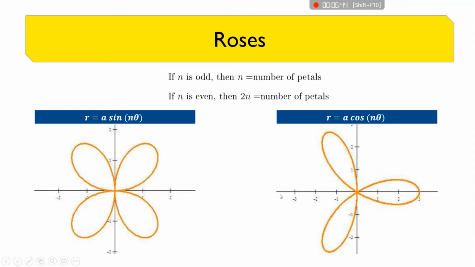Okay, be careful with your roses, especially for these odd number roses, because it is possible to trace the entire shape in pi instead of in 2 pi, which we'll see in a minute can get a little bit confusing when you're trying to find the area.